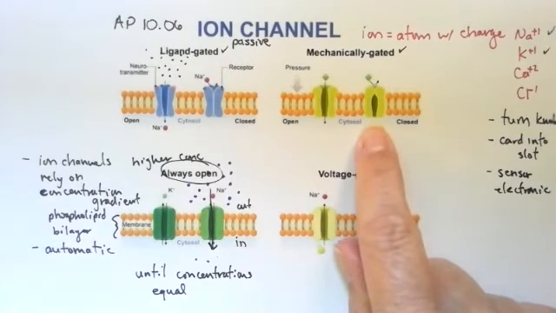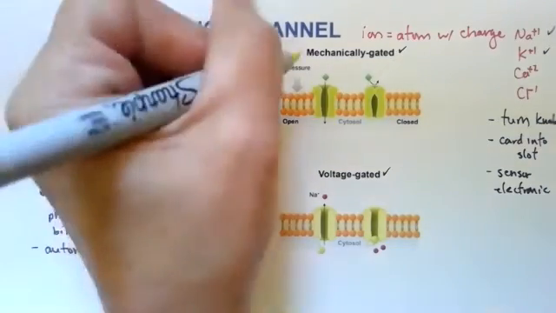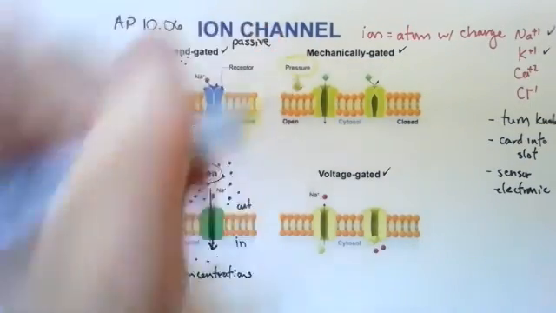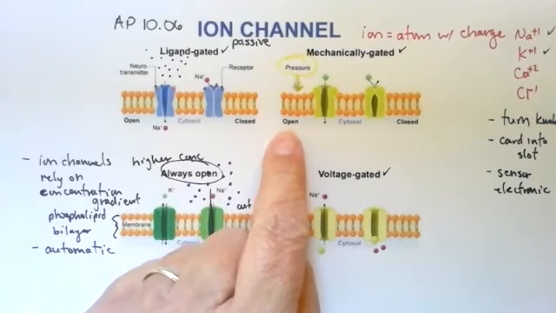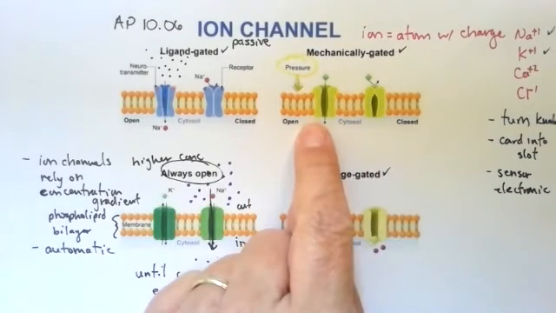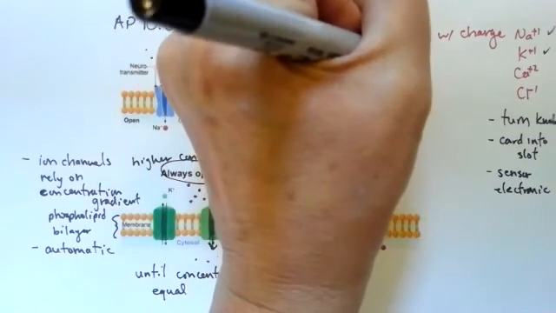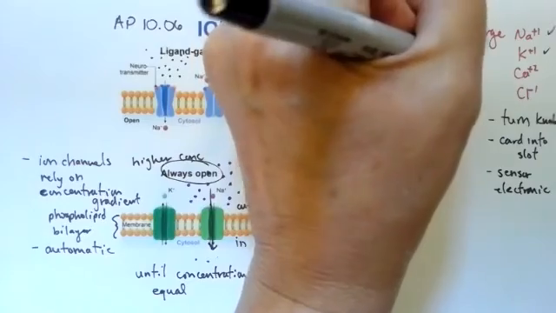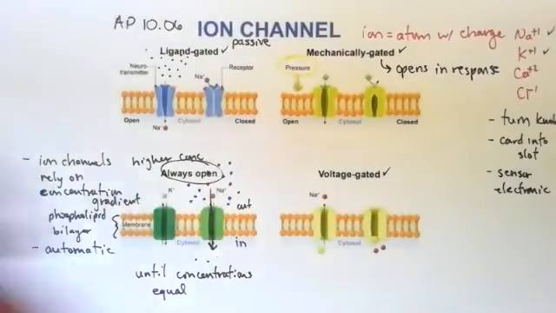So let's start off with mechanical gated. What we have happening here is you have pressure. So we get pressure on the membrane, and that pressure causes this closed ion channel to open. So a mechanically gated ion channel opens in response to physical pressure.